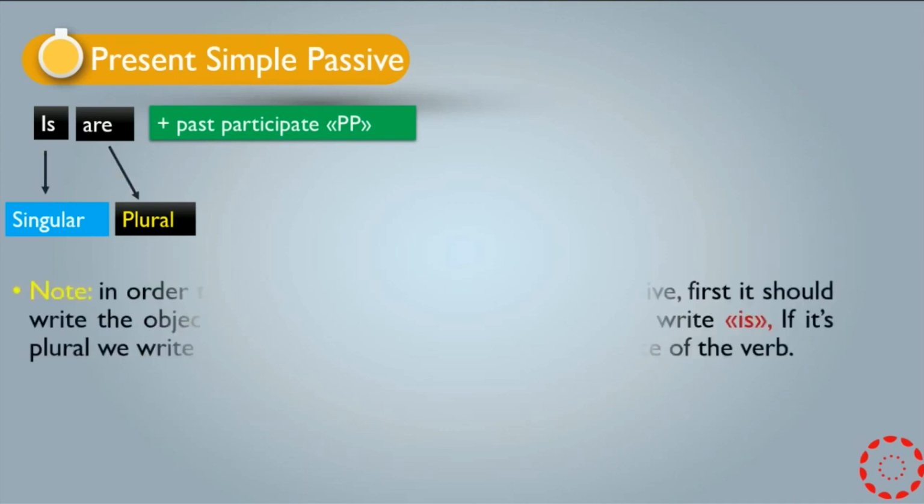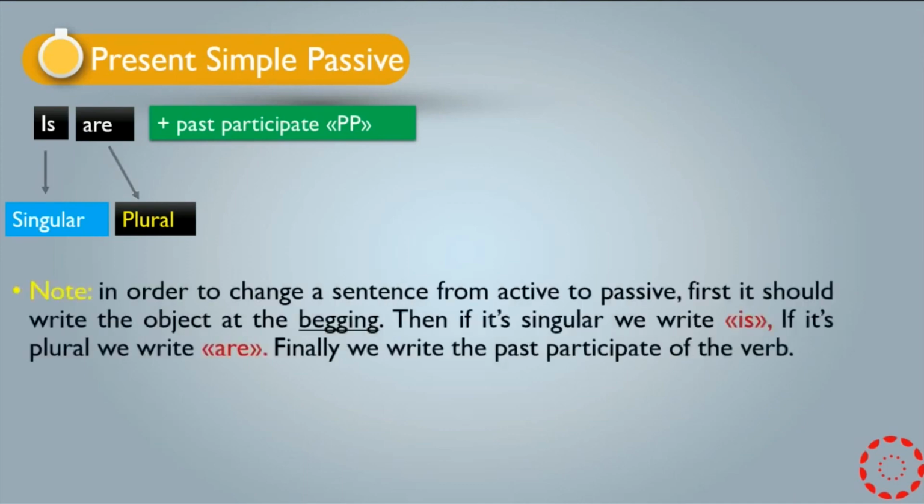Okay, notes. We have a note. In order to change a sentence from active to passive, be careful. First we should write the object at the beginning. How are you going to find the object? Most of the time, the object comes at the end of the sentence. After we find the object, we bring it to the beginning.